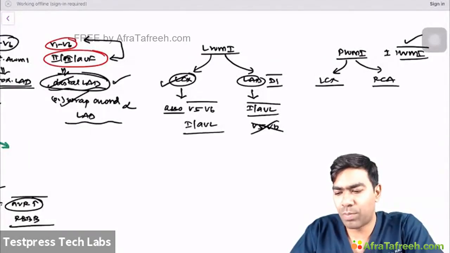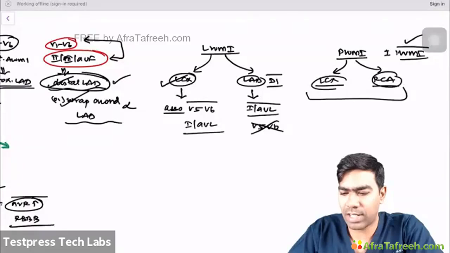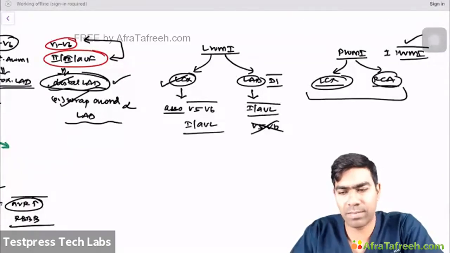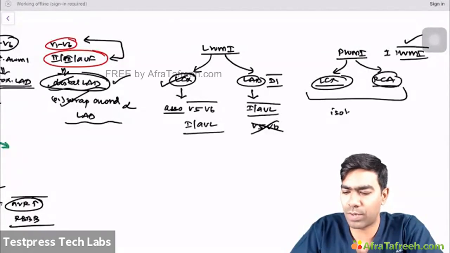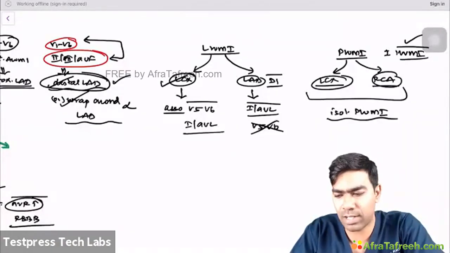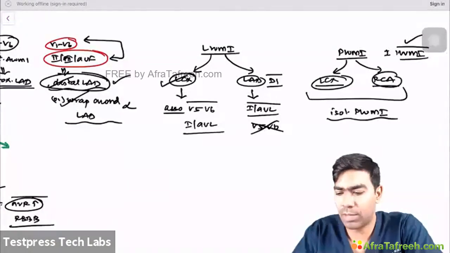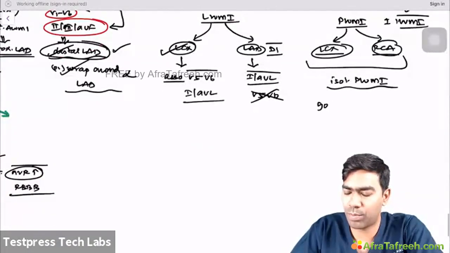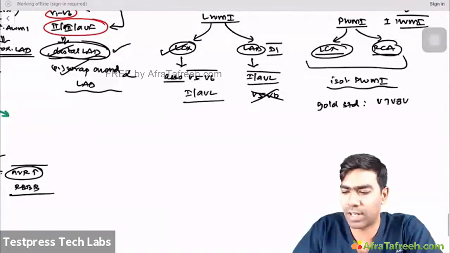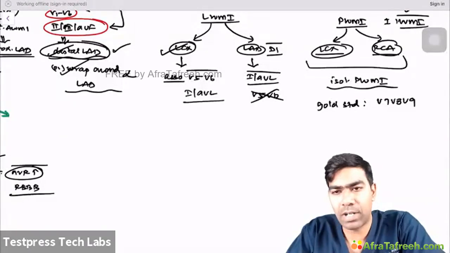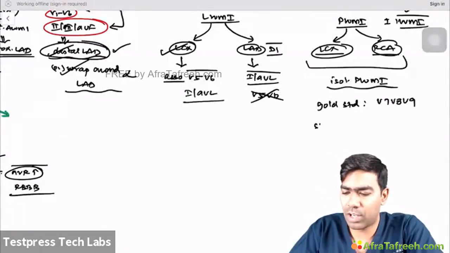So how will you find out posterior MI? You know how to find out RCA versus LCX. Only with an isolated posterior MI, you cannot really find out. Suppose you have an isolated posterior MI, it's not possible to find out whether it's LCX or RCA. But you can really tell in the ECG. The gold standard to find out a posterior MI is always going to be the posterior leads, that is V7, V8 and V9. But you can find out in the standard 12 lead ECG itself.